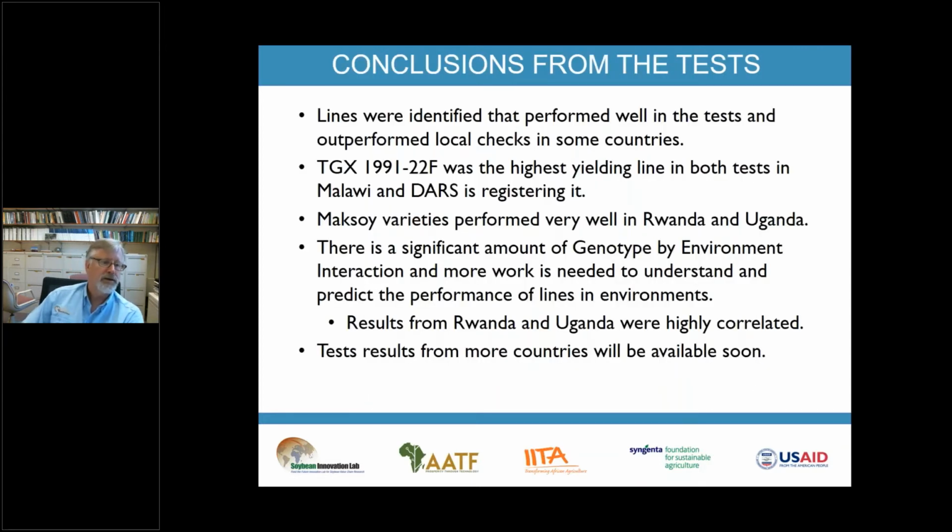Next slide. So in conclusion, from these tests, lines were identified that performed well and outperformed local checks in some countries. TGX 1991-22F was the highest yielding line in both tests in Malawi, and Diers is registering it. Maxoy lines performed very well in both Rwanda and Uganda. And there's a significant amount of genotype by environment interaction. More work is really needed to understand this and better predict how lines will perform in different environments.